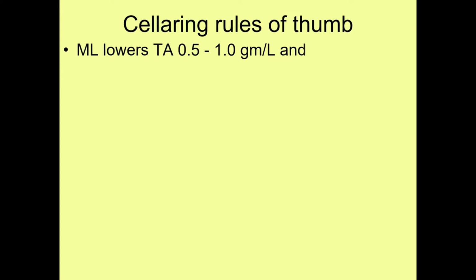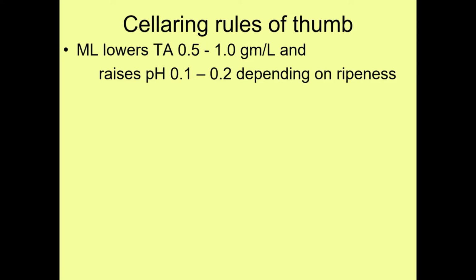Now, once we've got our fermentation done, there are some cellaring rules of thumb to consider. The first is that if we have malolactic, it will lower the TA by somewhere between 0.5 and 1 gram per liter and raise the pH around 0.1 to 0.2, depending on ripeness. The reason I say that is if we get the grapes really ripe, then we have less malic acid. We'll have less of this effect.